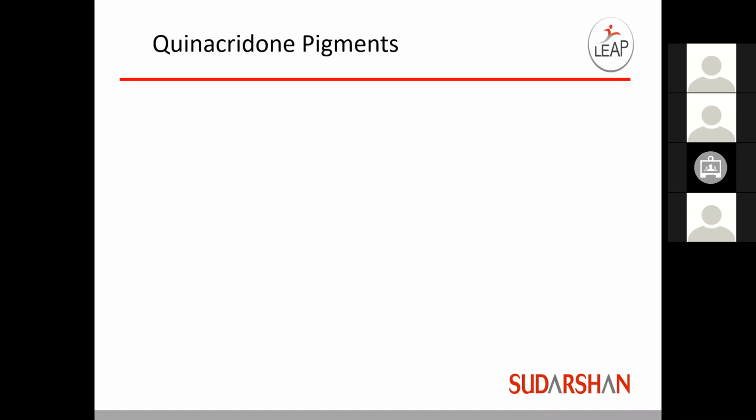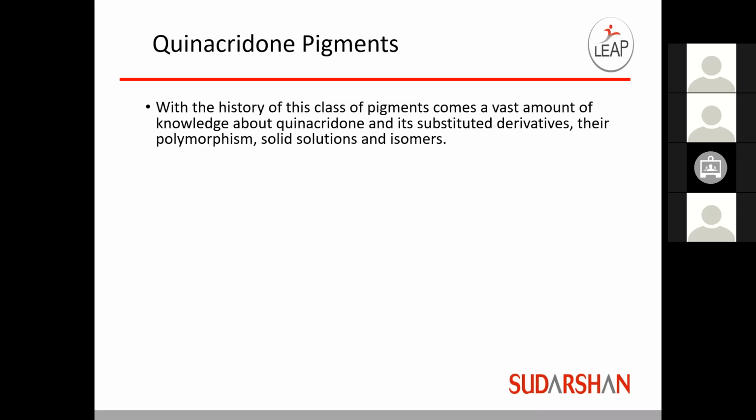As the name implies, we are starting with talking about quinacridone pigments. There is a lot of knowledge and history of this class of pigments that is available, especially for the main pigment, the quinacridone chemistry, all of its substituted derivatives, their polymorphism, and their solid solutions and isomers of this particular chemistry. So it's a very well-known chemistry.